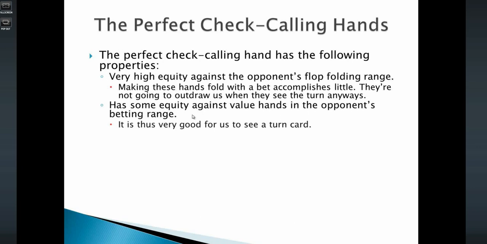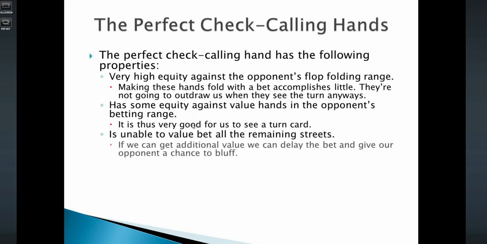So when the opponent bets, his range should be pretty polarized. It is good if our hand is a bluff catcher that has some outs to our opponent's value betting range. That means our hand really, really wants to see a turn card. And the best way to ensure we get to see the turn card is to check with the intention of check calling, because if we bet, we might get raised off the hand. The hand is unable to value bet all the remaining streets, so that's simple enough.